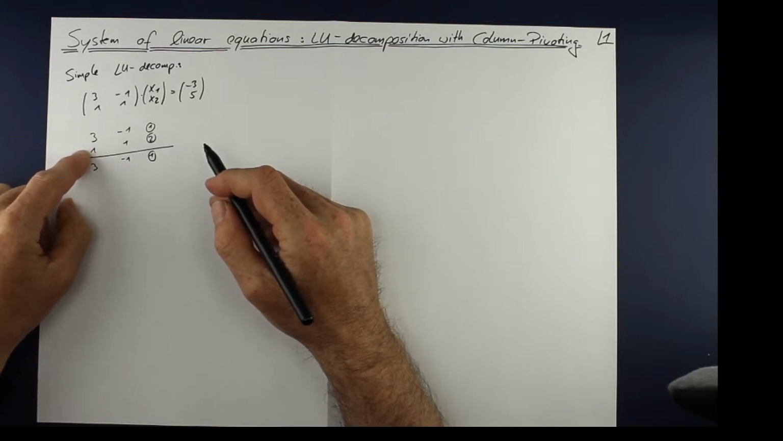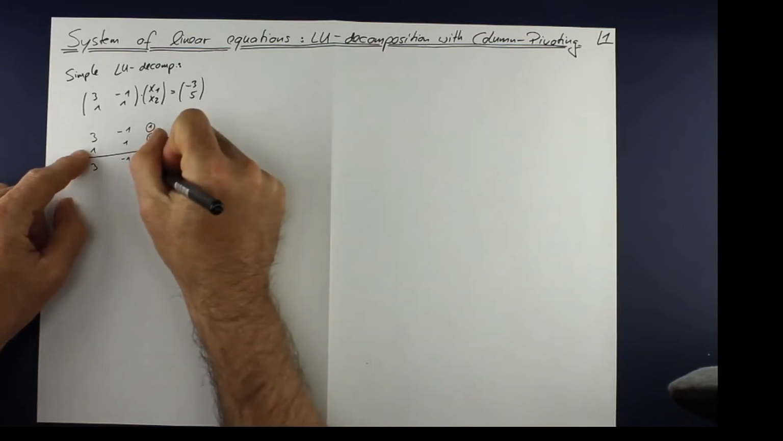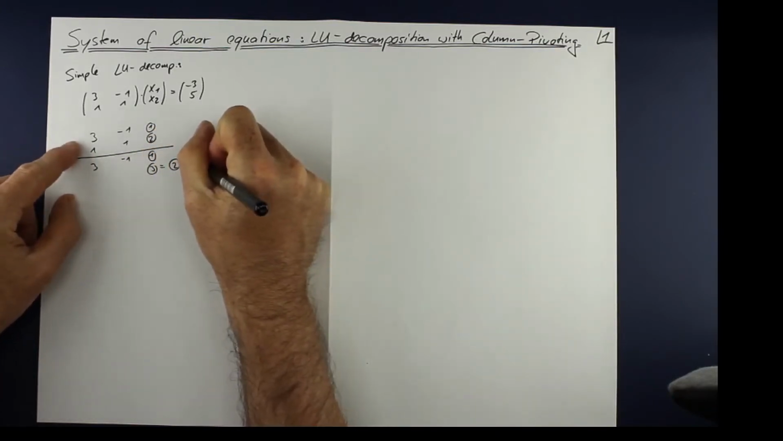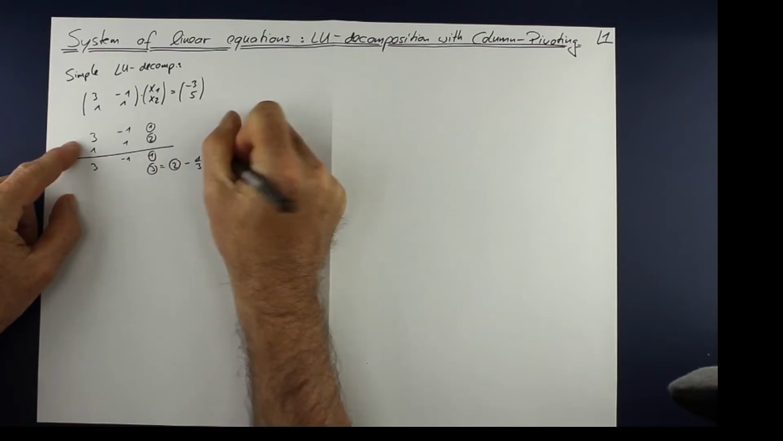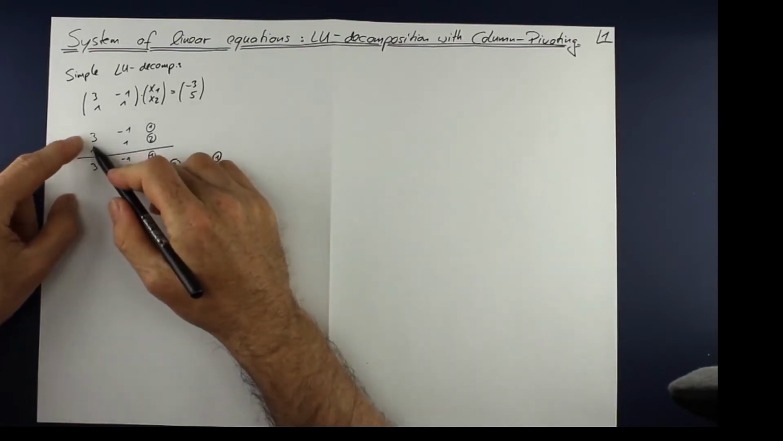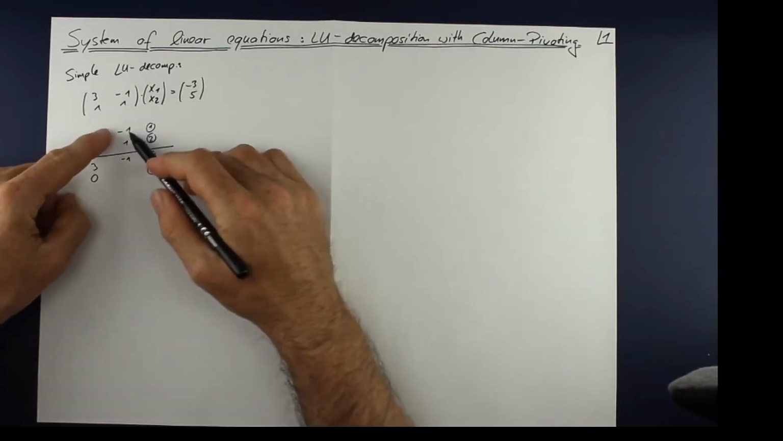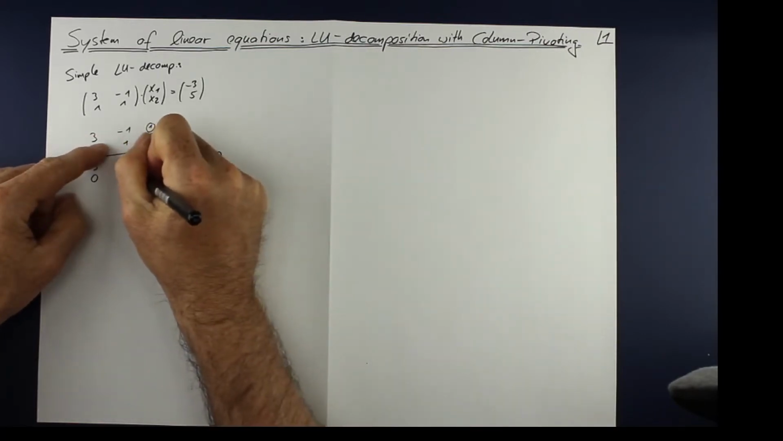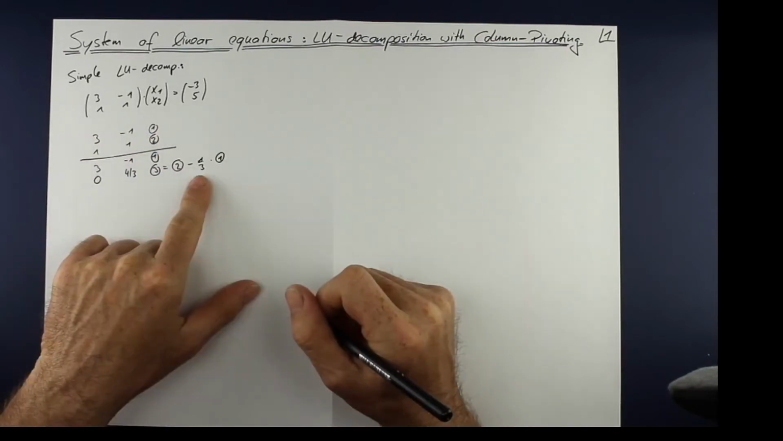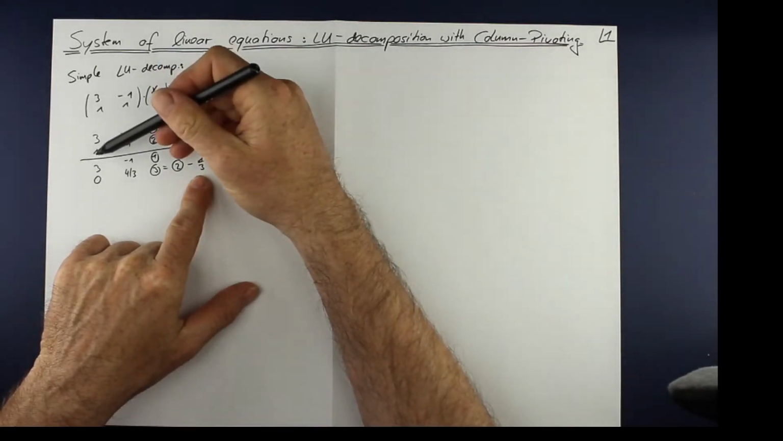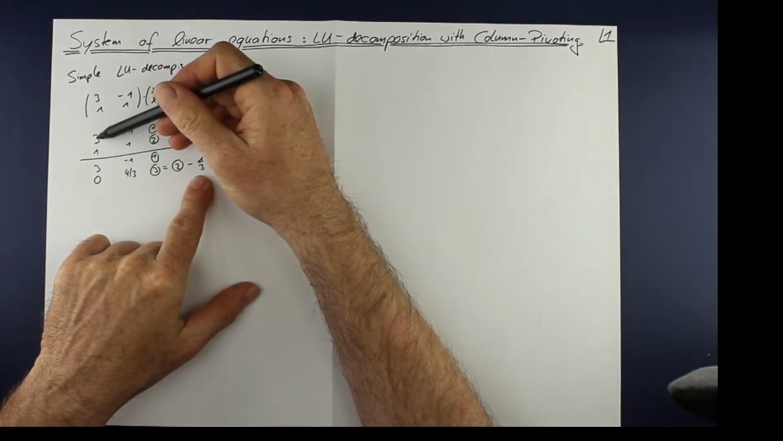So this entry has to get 0. And how do we do that? We take the second line and we subtract a third of the first line, and then we get 0 here, the desired 0, and here we get 4 divided by 3. And where does that number come from? That number comes from the division of this entry divided by that entry.